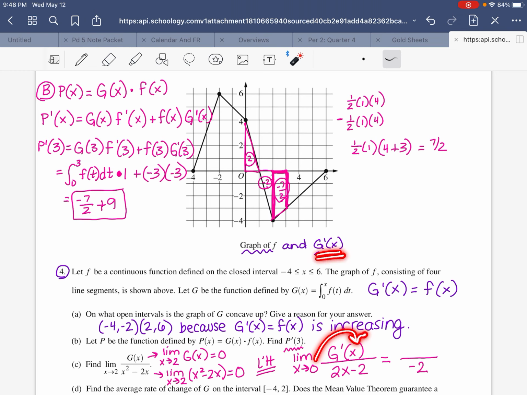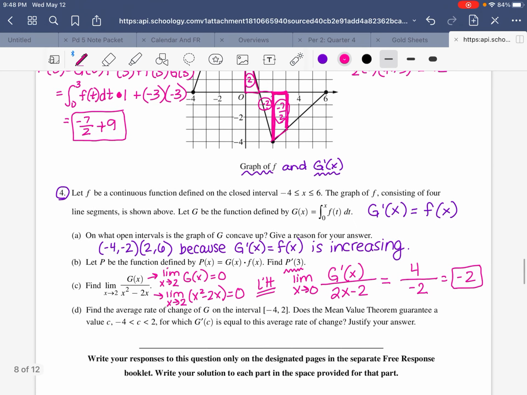Look here, this is the graph of g prime of x. So g prime of 0, we're up here at 4. You don't have to simplify that. In fact, I'd probably encourage you not to, but 4 divided by -2 is -2.